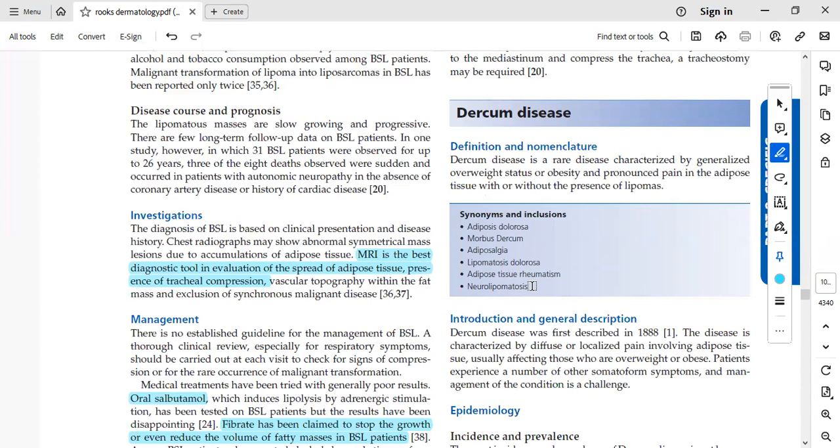in viva. Dercum disease is a rare disease characterized by generalized overweight status or obesity and pronounced pain in the adipose tissue with or without the presence of lipomas. Dercum disease was first described in 1888. It is characterized by diffuse or localized pain involving adipose tissue, usually affecting those who are overweight or obese. Patients experience a number of other somatoform symptoms, and management of the condition is a challenge.